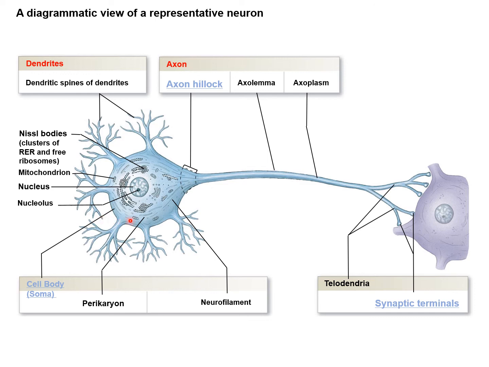postsynaptic potentials can be summed up here in the cell body or the soma, and if the depolarization is enough to exceed threshold, an action potential will be generated in the axon hillock and ultimately travel all the way down the axon to release neurotransmitters into the synapse to control a target cell.